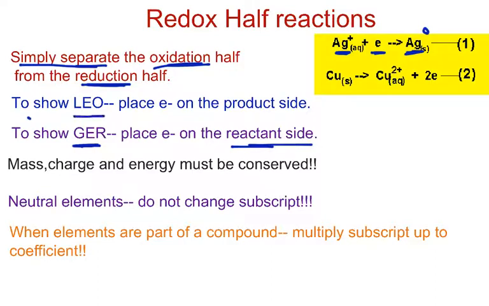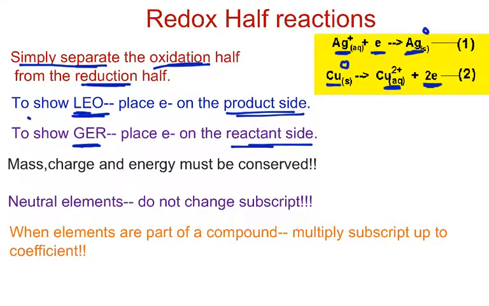To show LEO, oxidation, for example, copper solid would have an oxidation state of 0 by itself, but you notice it's going to +2. So its number is going up. It's undergoing oxidation. So to show loss of electrons, you put them on the product side, as they did over here. So that's what we're going to be doing.